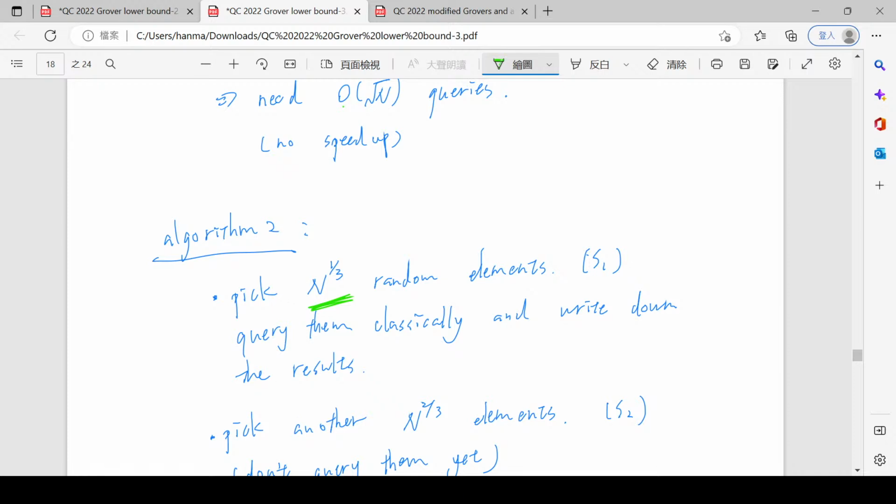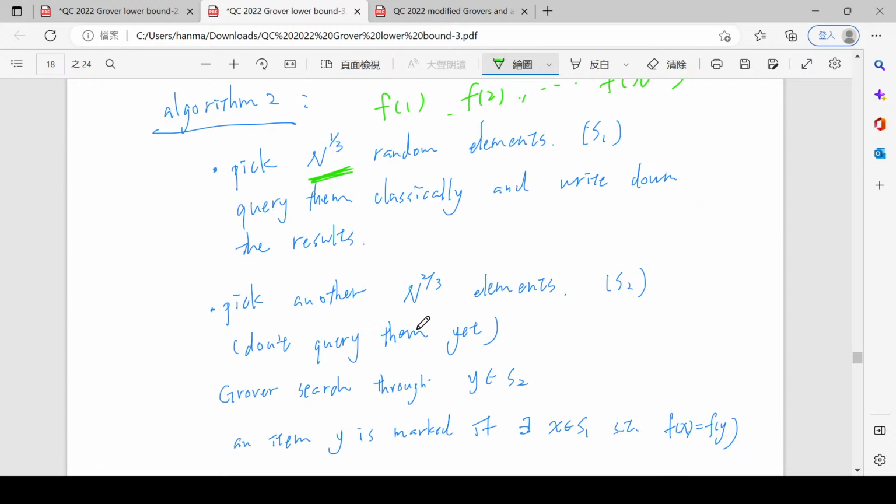So we have f1, f2, and so on. Let's say we pick just the first n to the 1/3, although we want to randomize so it works for the worst case. That's f1, f2, up to f of n to the 1/3. So we just query them and we write down all the results.